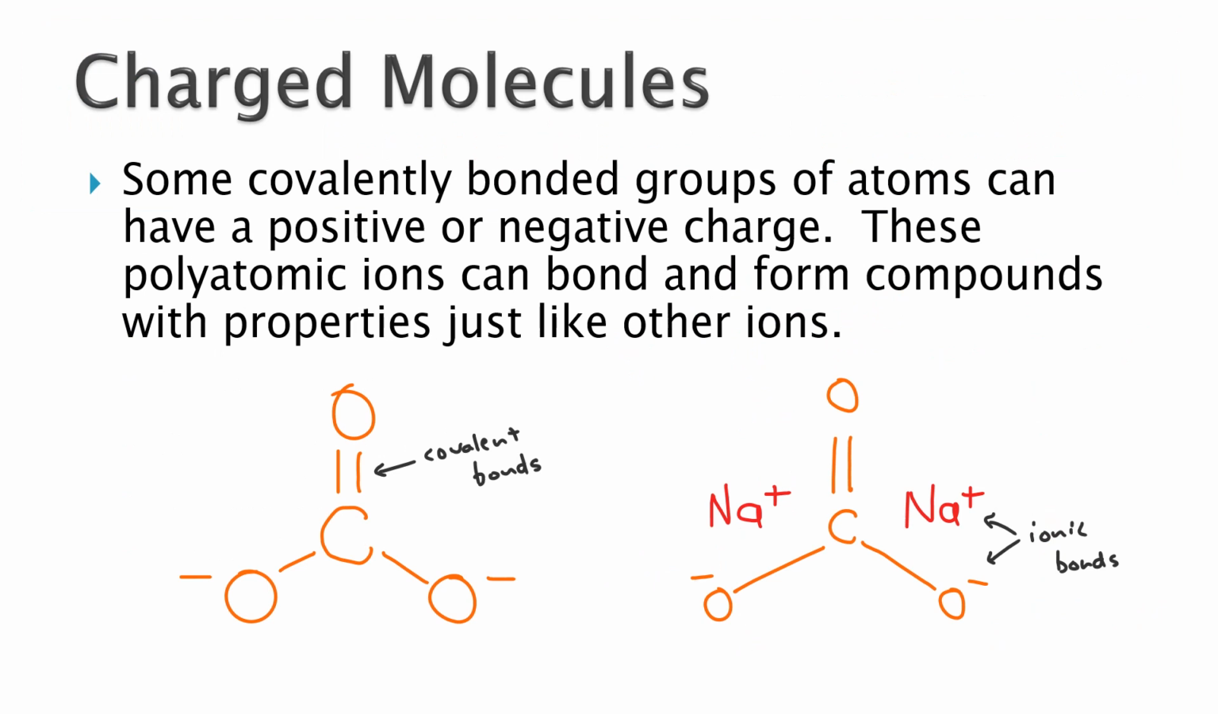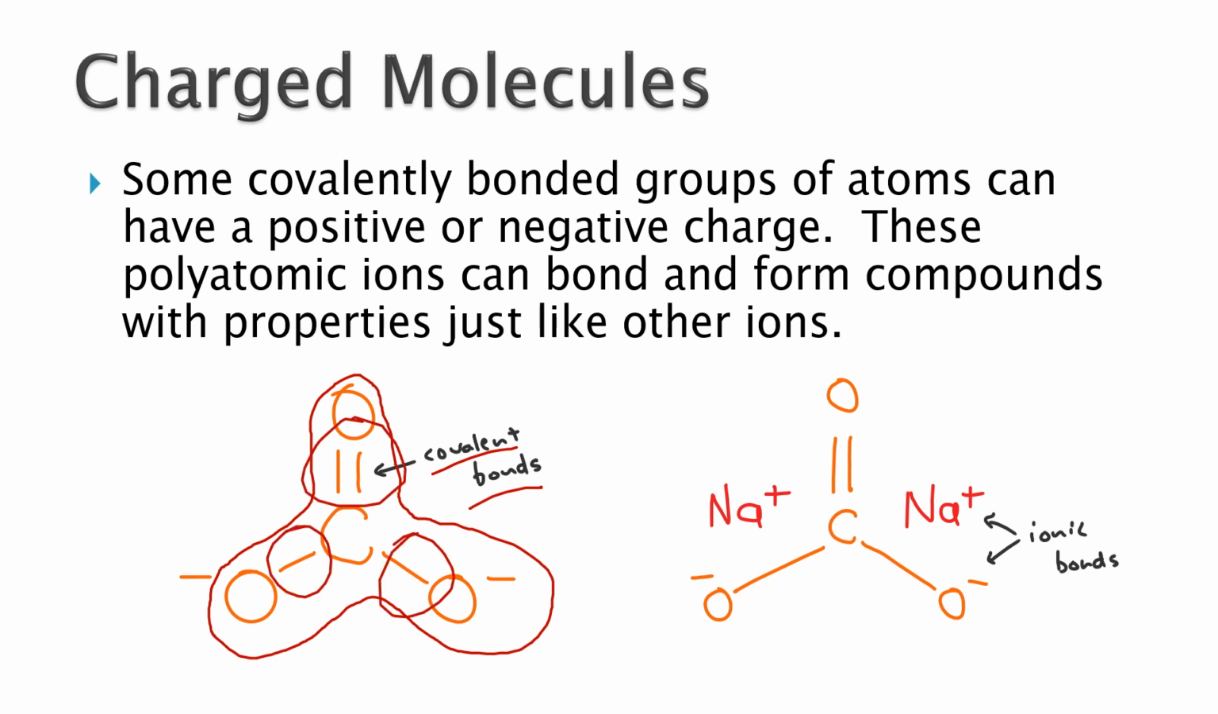So compounds with polyatomic ions are ionic compounds. However, they do have both types of bonds inside of them because the polyatomic ion will be bonded together with covalent bonds, right? So all these lines as part of the polyatomic ion are covalent bonds. And then within the structure of the whole compound, so this is carbonate with two negative charges. So you can have sodium carbonate, and between the sodium and the carbonate ions, you'd have ionic bonds.